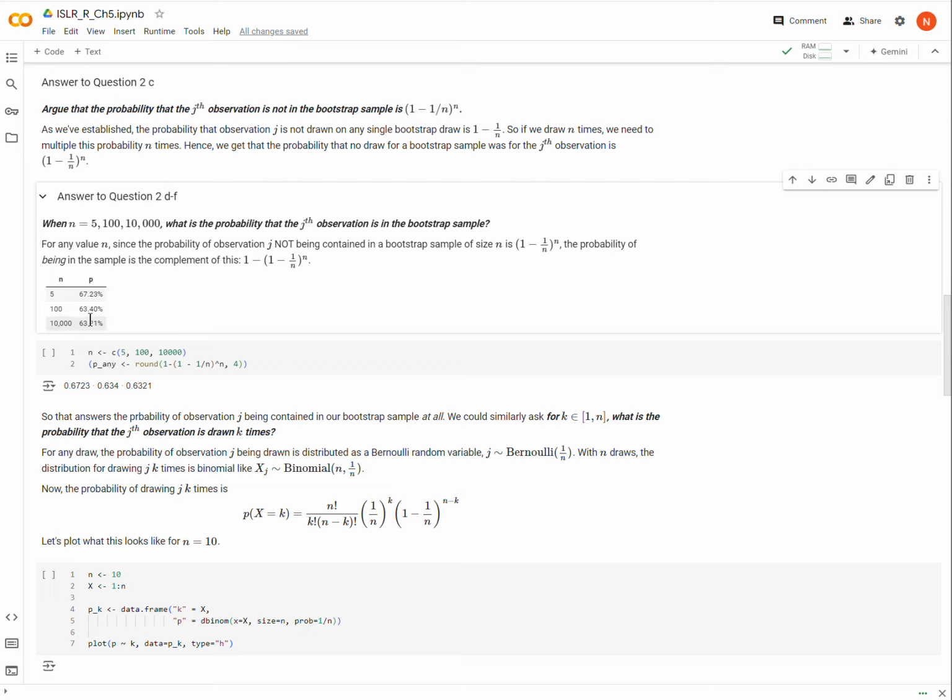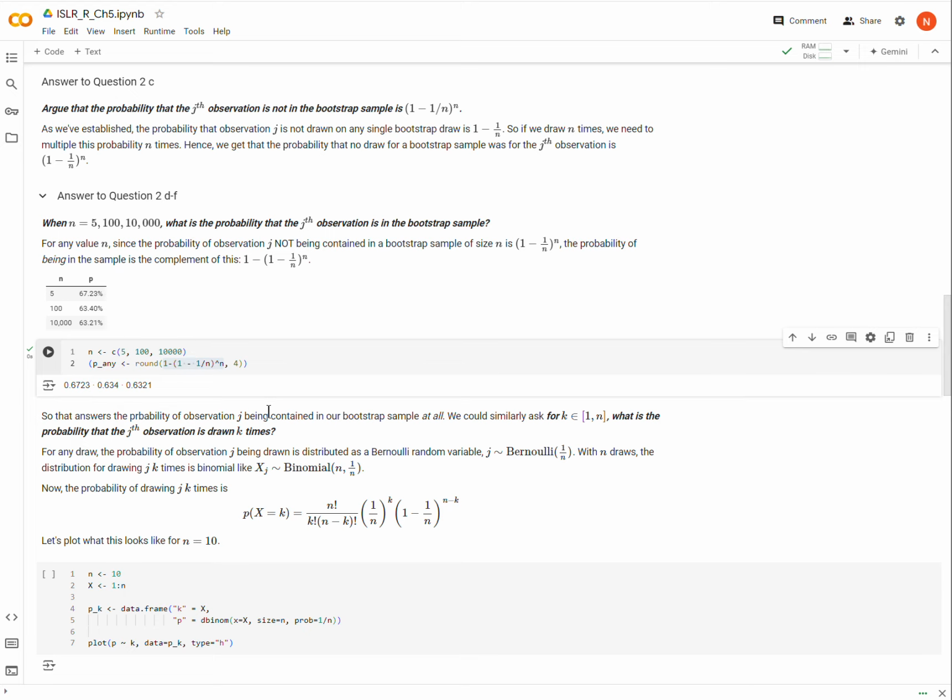So these are the values, and I've just done this in some R code, so I have n of 5, 100, 10,000, and then I'm just putting that expression into there. And so I run this, and I get these values. For n equals 5, it's 67.23%. Then it's 63.40% for n equals 100, and 63.21% for 10,000.